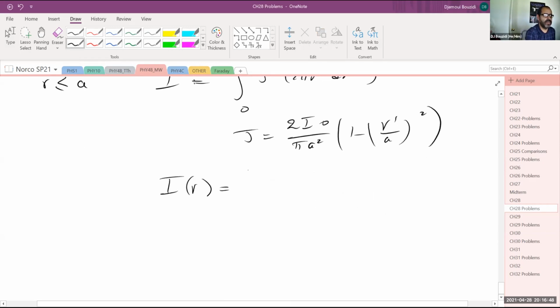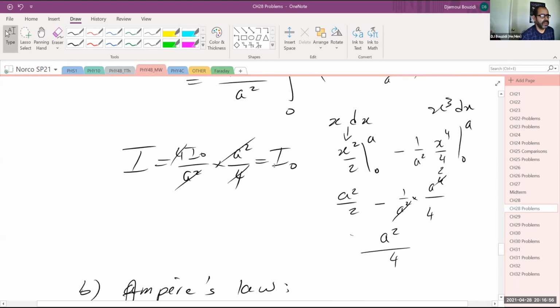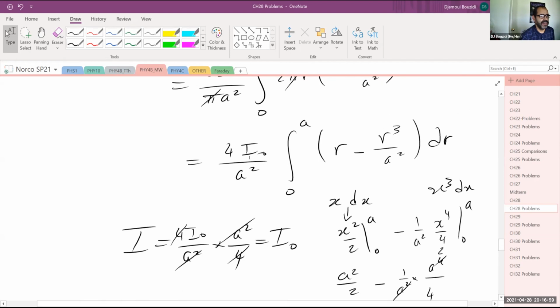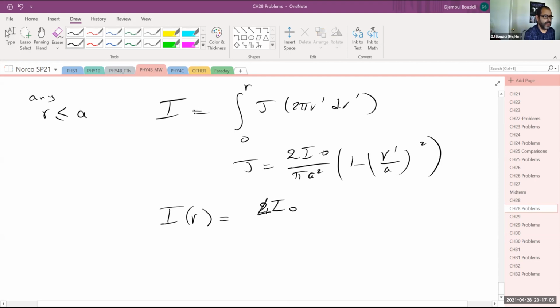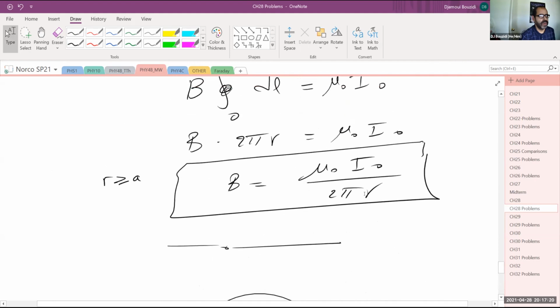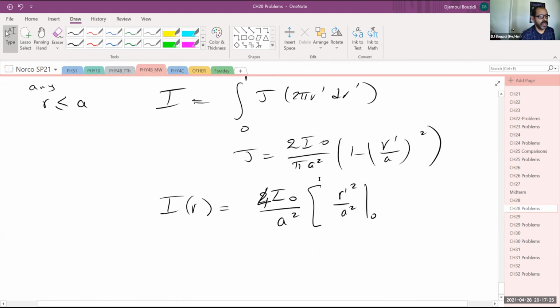So the answer should be identical to the previous steps, except that at the end, I, now a function of r, is going to be equal to, and there were some cancellations, so the front of it was 4 I naught divided by A squared, times r prime squared over A squared integrated from 0 to r. Is it A squared? No, it's simply A squared. Sorry, there is no r squared, and there is no A squared in the denominator.